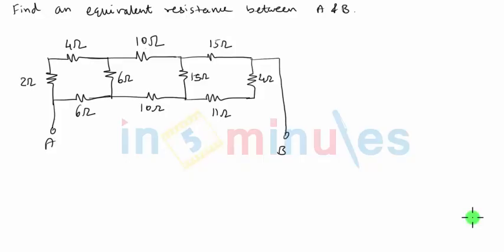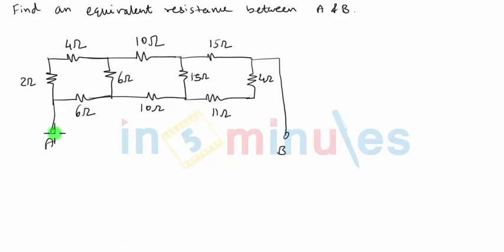In this video clip, we will discuss one more problem on Star Delta Transformation. You are given one network and you have to find out an equivalent resistance between the two terminals A and B. Between A and B, they have already given us lots of resistors. We have to combine them and find out one single equivalent resistance between the two nodes.